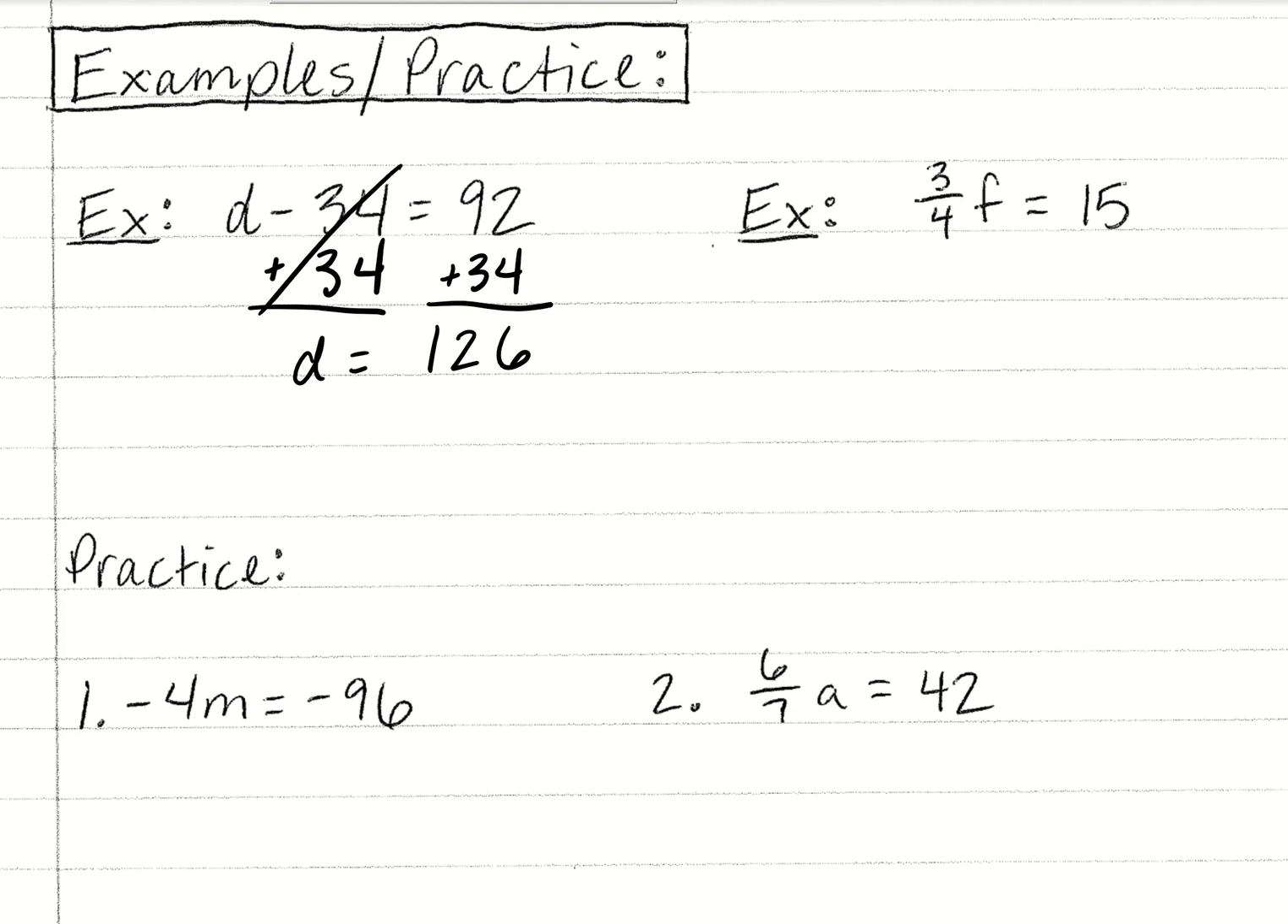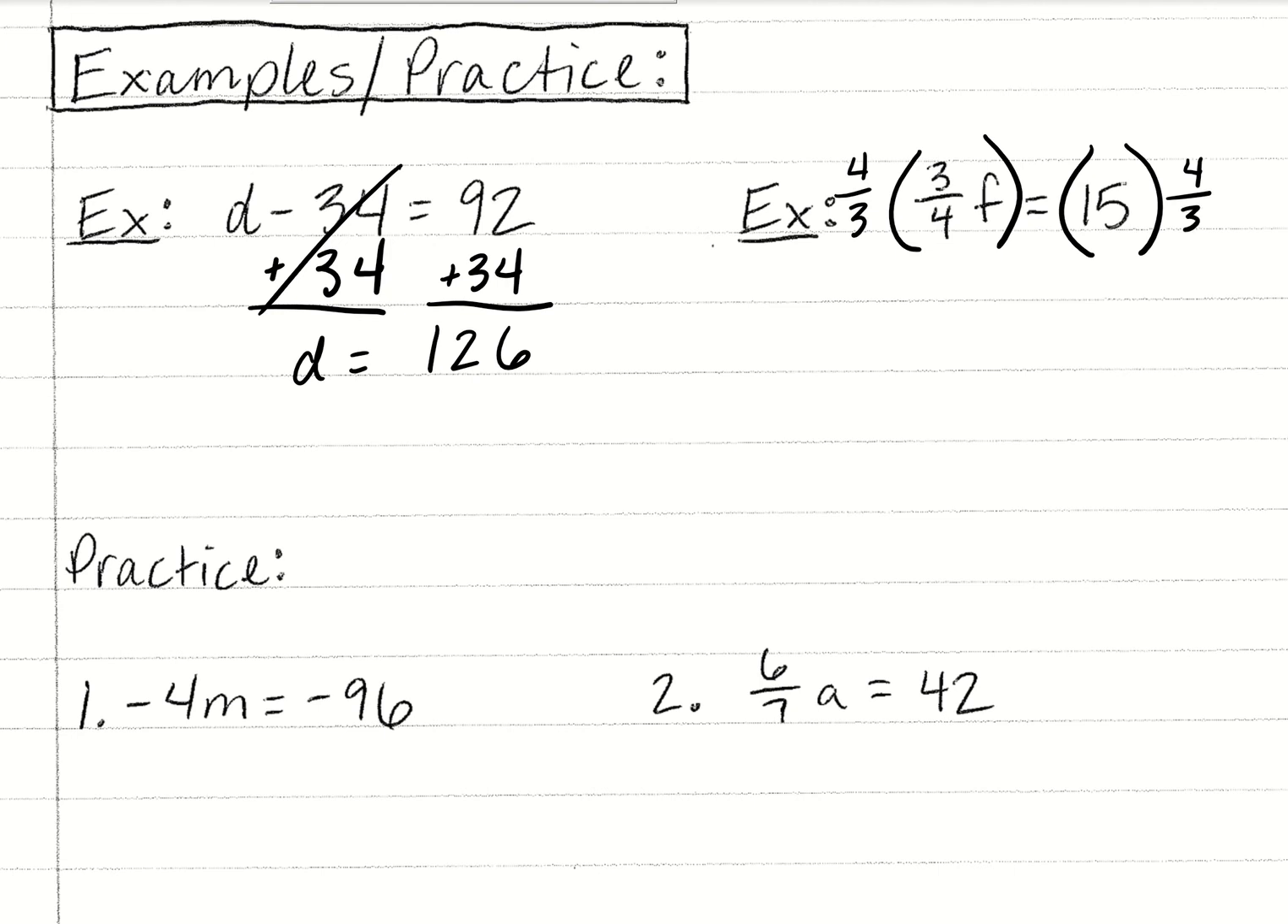The second example, you've got 3/4 F equals 15. Identify the variable, that's F. Identify the operation, that's multiplication. Then you have to do the inverse operation. Again, this is where you want to see that note: if you've got a fraction like 3/4, you're going to want to multiply by the reciprocal. So I'm going to multiply both sides by the reciprocal of 3/4. I'm going to flip that fraction over. It's 4/3.